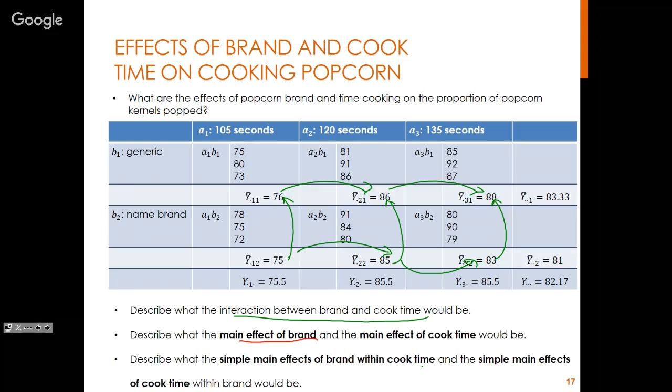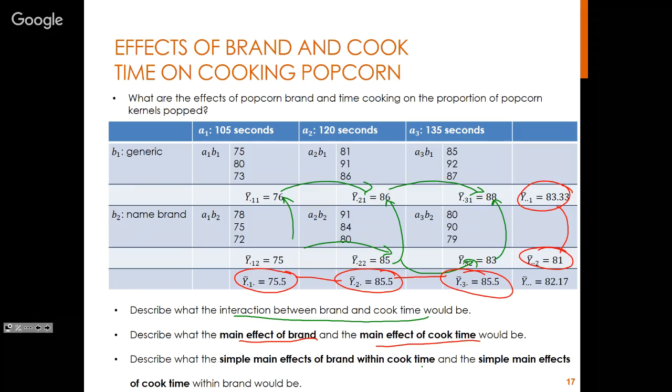What about the main effect of brand? Yes, so we'll call those on the outside marginal means. So a main effect is noted by a marginal mean comparing the overall generic and name brands. And what about the main effect of cook time? Marginals along the bottom. So here the overall mean of 105 seconds, 120, and 135 seconds.